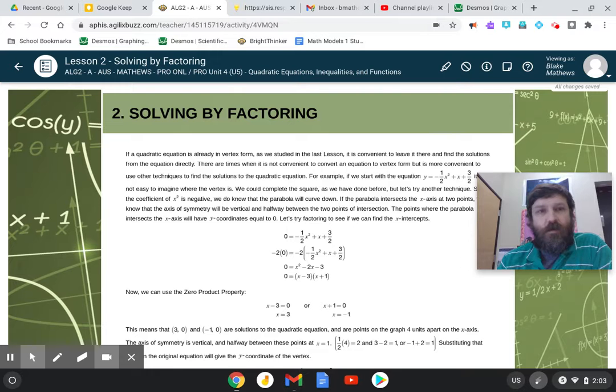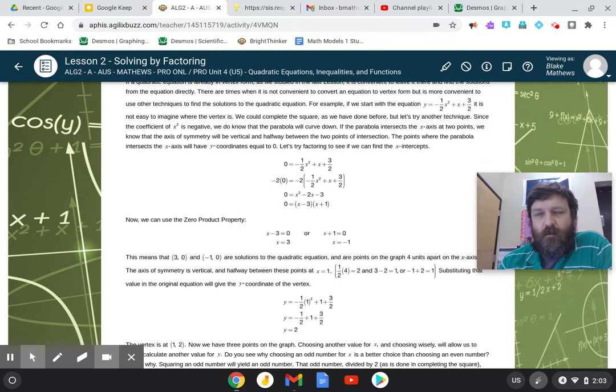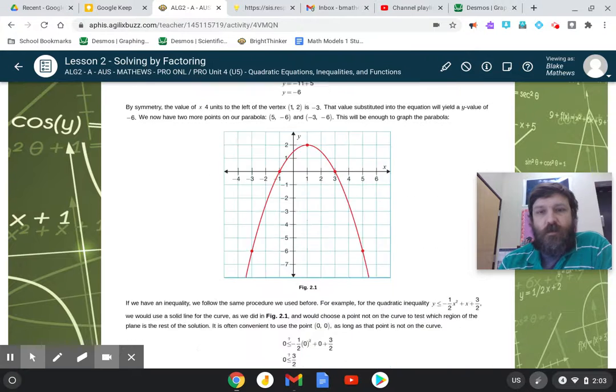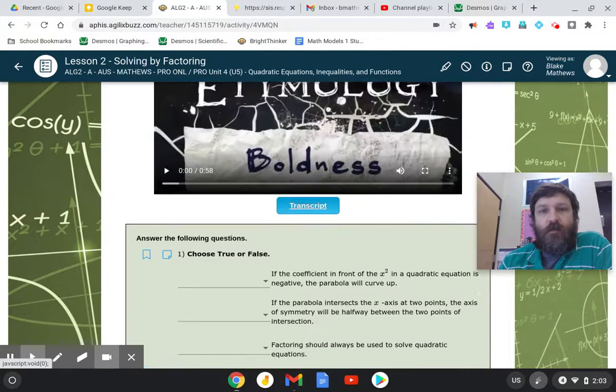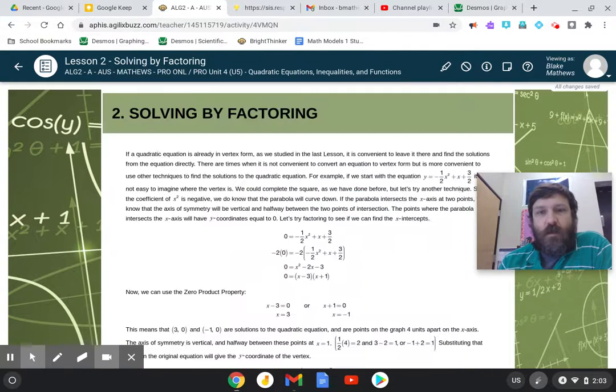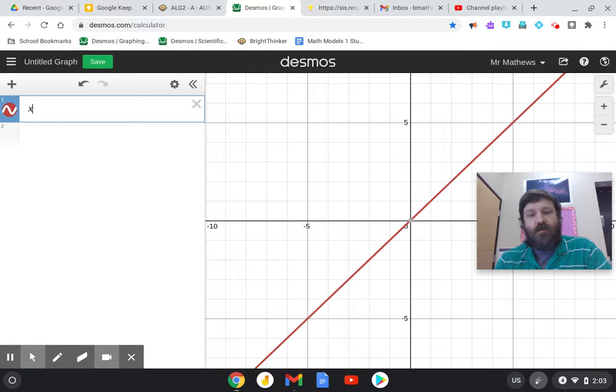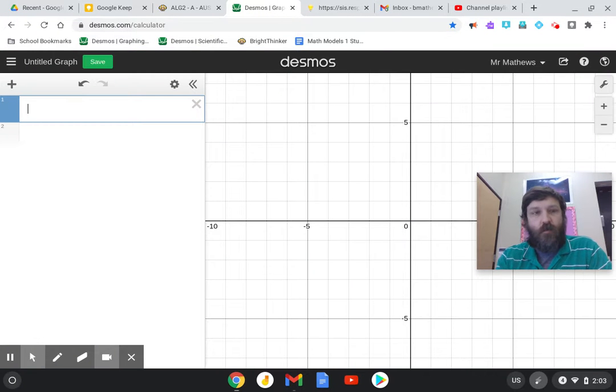All right, this is the Algebra 2, Unit 4, Lesson 2 video, Solving by Factoring. And I would say that the title probably should be Solving by Using More Graphing, because that's what we're going to be doing to solve these problems. So basically, we can always use the graph of a function to solve for that function.